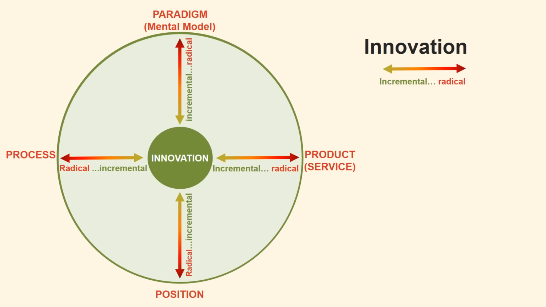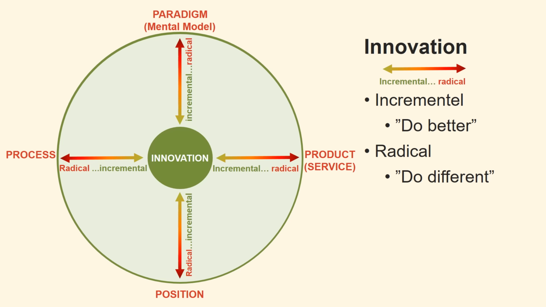The 4 categories consist of axes starting with incremental innovation and ending with radical innovation. Incremental innovation means do what we do, but better. And radical innovation means do something differently. In short, the more you move away from the known, the more you go from incremental innovation towards radical innovation.